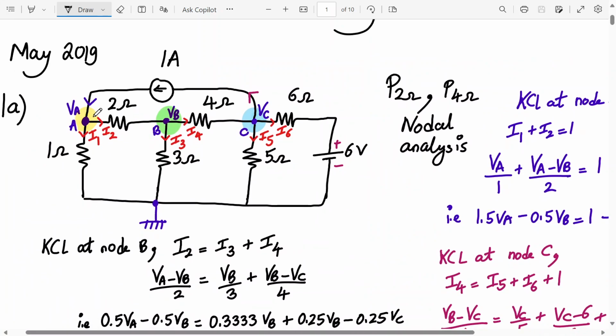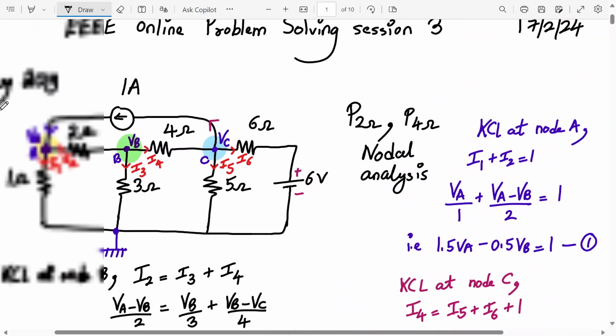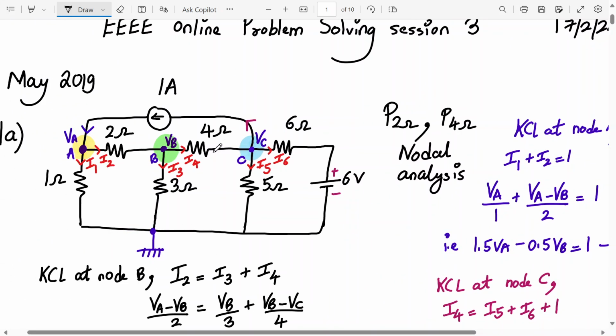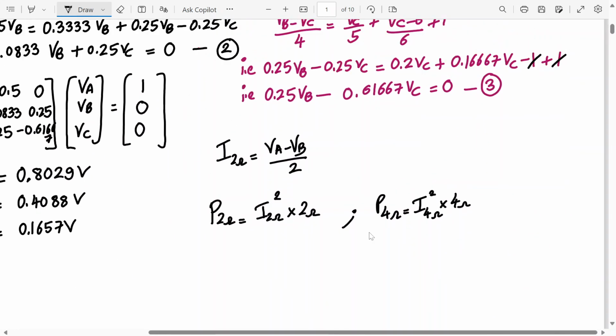What is I2, current flowing through 2 ohm resistance? It is given by VA minus VB upon 2. So I2 will be VA minus VB upon 2, and I4, current flowing through 4 ohm resistance, will be VB minus VC upon 4. So please cross check these answers.